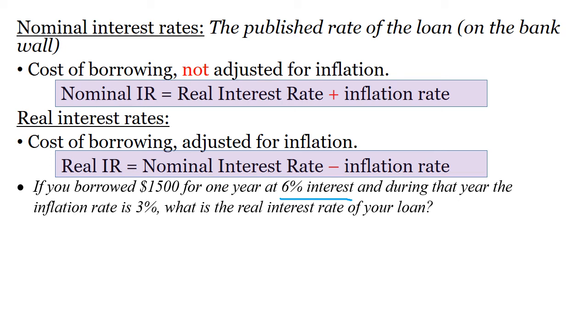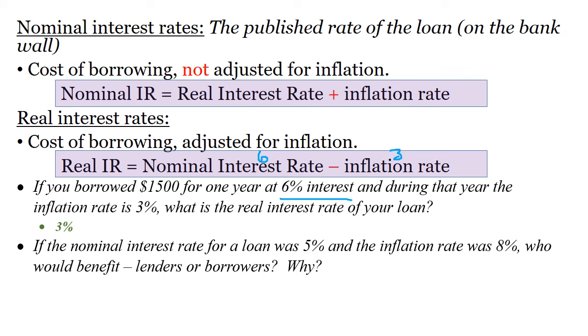So we know nominal interest is 6. Inflation is 3. 6 minus 3 is 3%. So the real interest rate, because there was some inflation, that means the value of the money that you're paying back is a little bit less. So the banks are charging 6% interest, but the real value of what they're getting back is 3%. That's what that means.